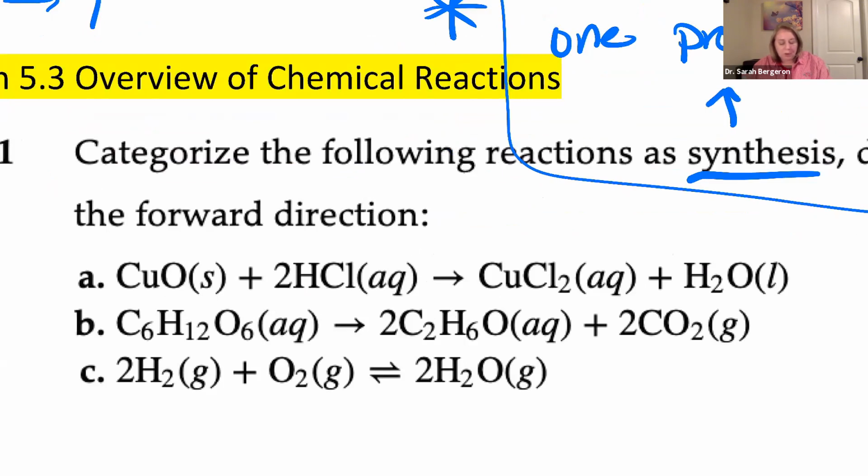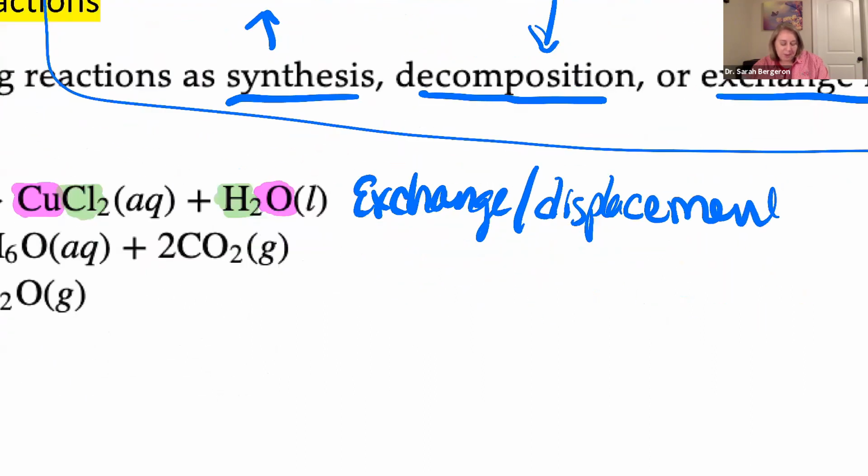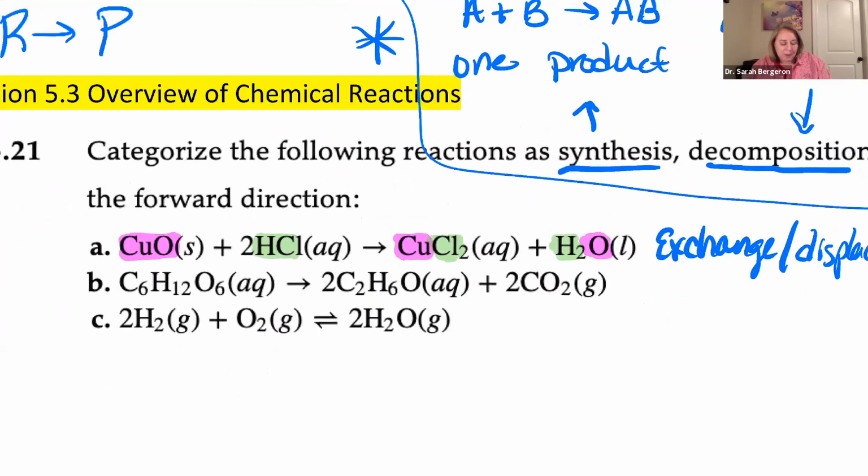What are we looking for? We're looking to figure out what's changing. So you can look, all right, CuO. When I compare my reactants to my products, where did my copper go? Here. And where did my oxygen go? Whoa, here. They got split up. I wonder what else happened. Well, I have HCl. Where did my hydrogen go? Here. Where did my chlorine go? Here. So what happened? They've exchanged partners. So we can call this an exchange or a displacement.